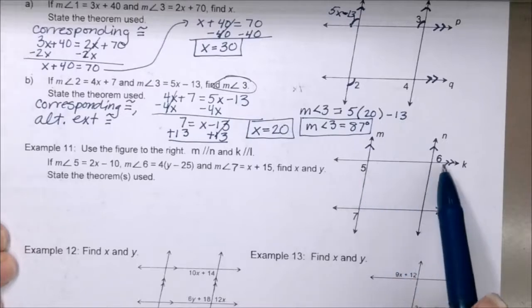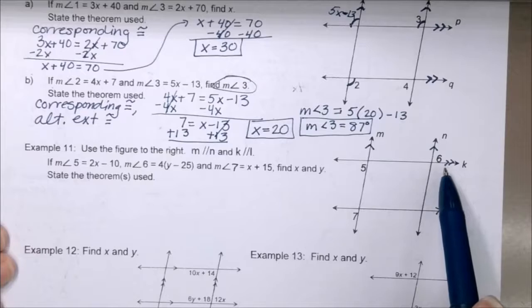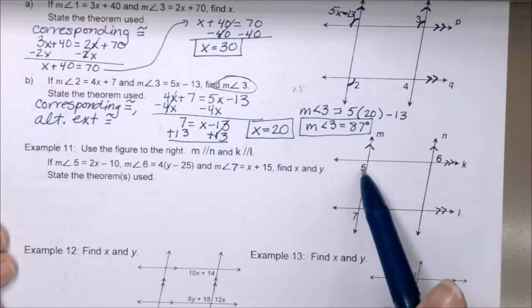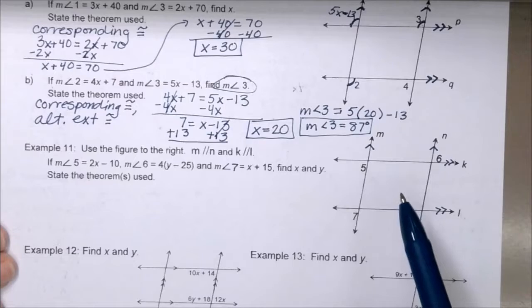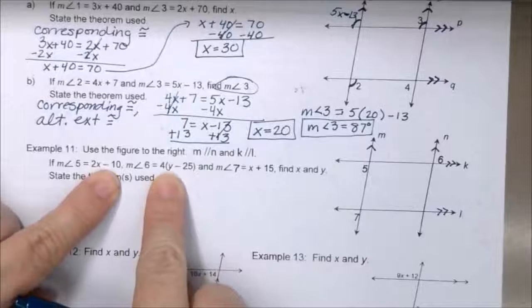So if angle 5 is 40 degrees and angle 6 is 4 times y minus 25, I have an equation. I can solve for y now. Divides nicely. So 4y minus 25 is equal to what? 10. Add 25. Y is equal to 35.